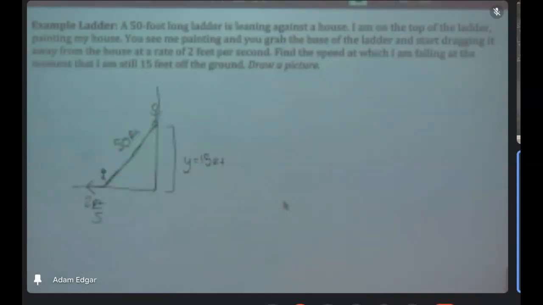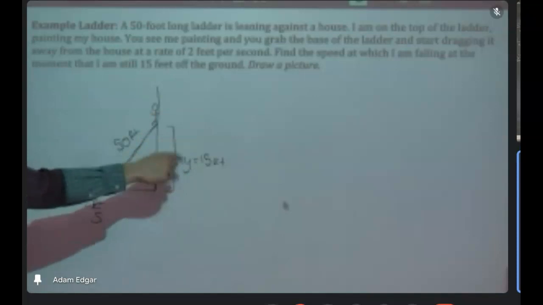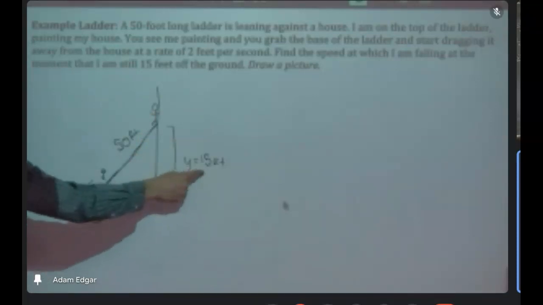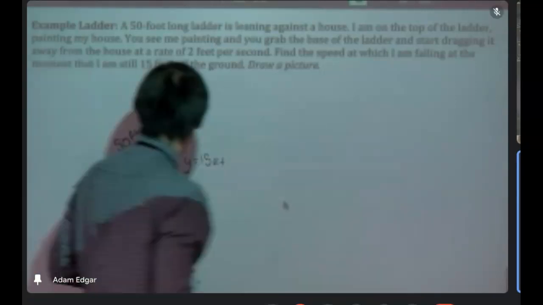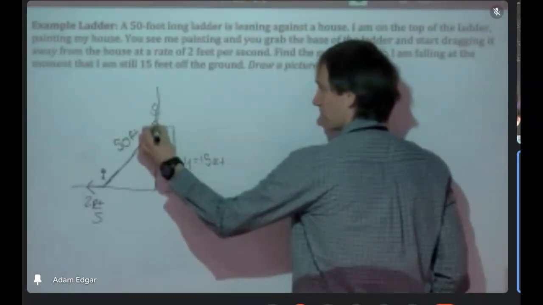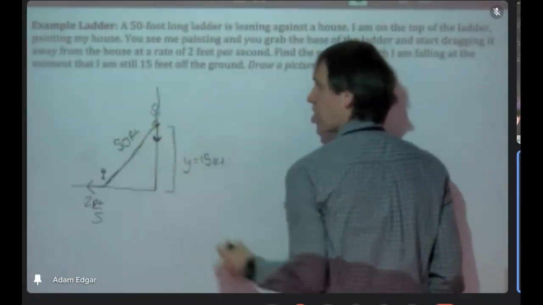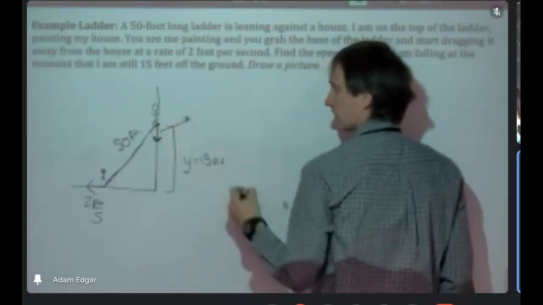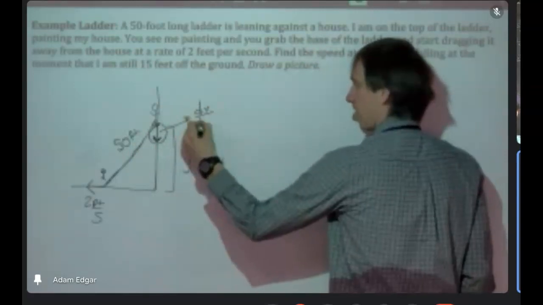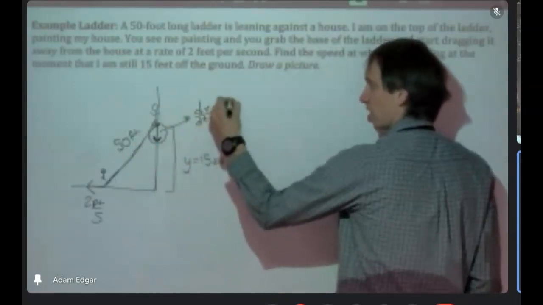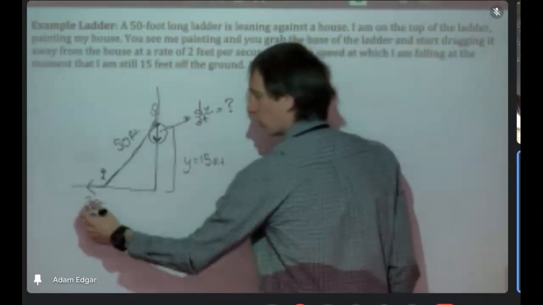Anyway, so we have the sides of the triangle. 50 feet is the hypotenuse. Y is the height. Currently it's 15 feet. Is this Y going to be a variable, or is that always 15? No, it's changing because, let's get another arrow on here. What's happening with the top of the ladder? It's going down, so let's put another arrow right here. What are we going to call that? That's dy/dt, right? Because that's how the height of the triangle is changing, and that's the goal. What should we call this 2 feet per second?